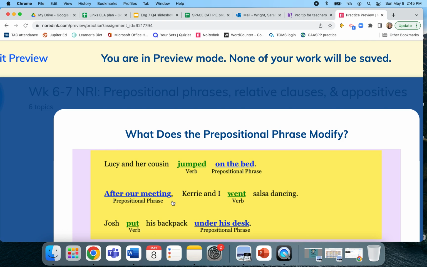Okay, so that's one thing to remember as you're working through these activities, identifying and selecting prepositions and prepositional phrases. If the preposition is at the beginning of the sentence, that prepositional phrase needs to end in a comma, because the natural place for it to be in English is after the verb. Jumped on the bed.